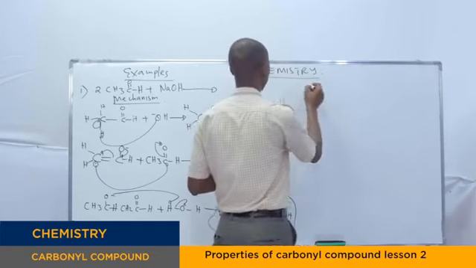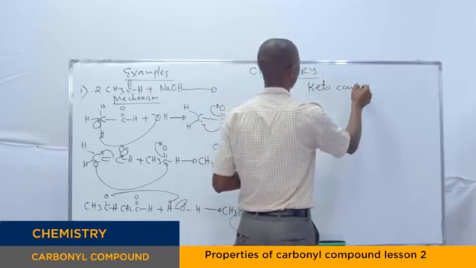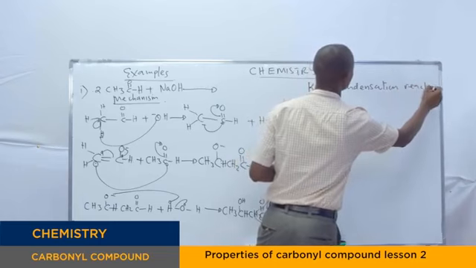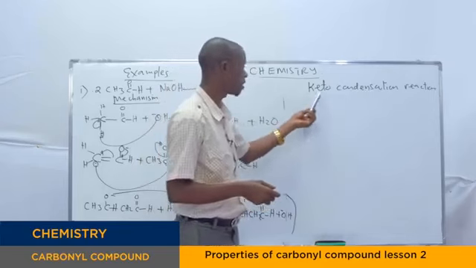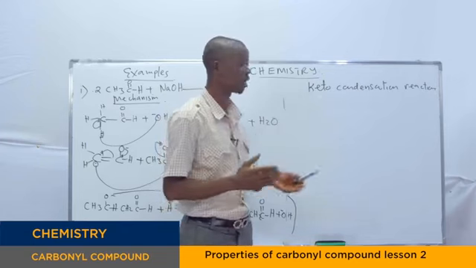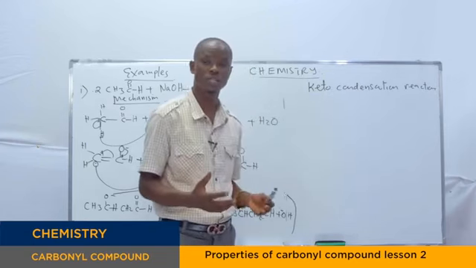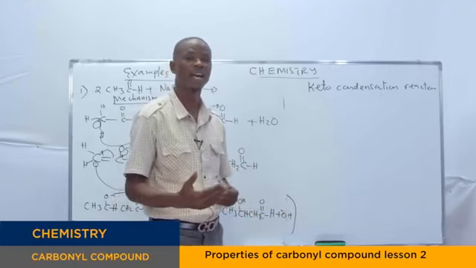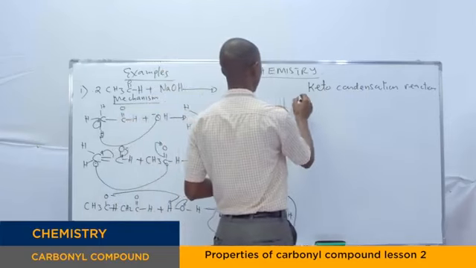Now, my dear student, let's go to the keto condensation reaction. When we talk about keto condensation reaction, that means ketones with alpha hydrogen atoms are the ones involved. They react with alkaline solution, that is sodium hydroxide, to give a compound which contains both groups, hydroxyl group and carbonyl group. We can see some examples.